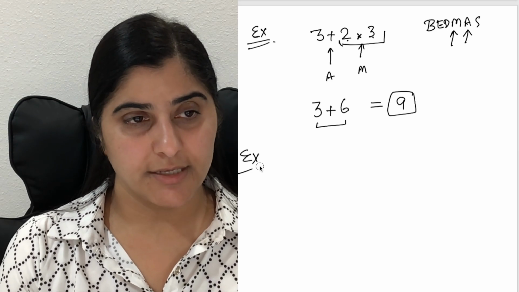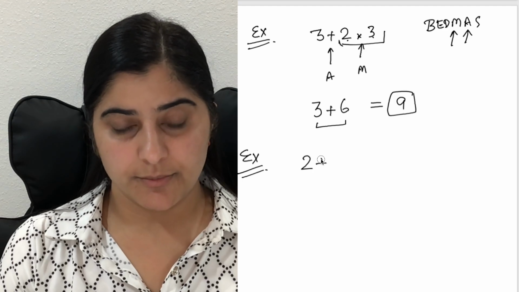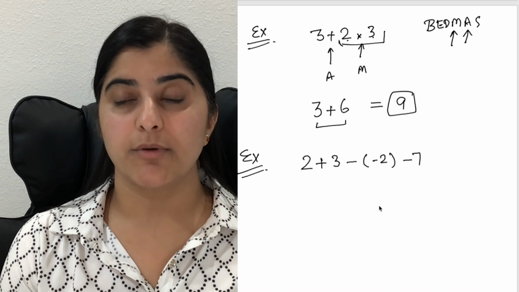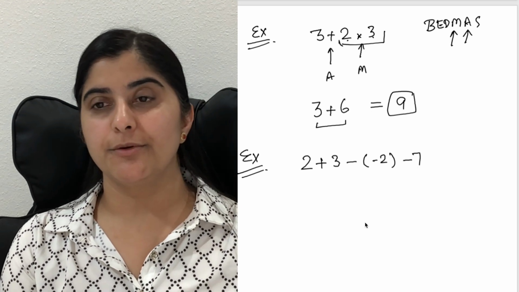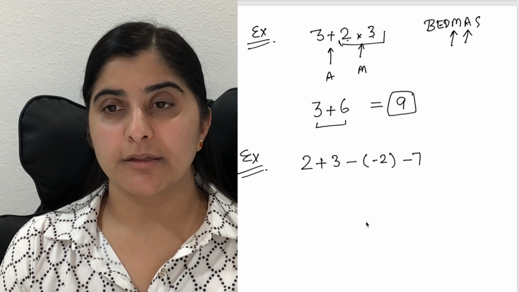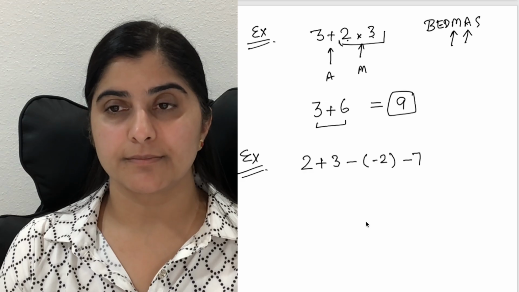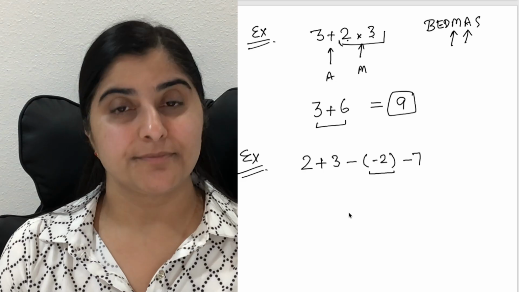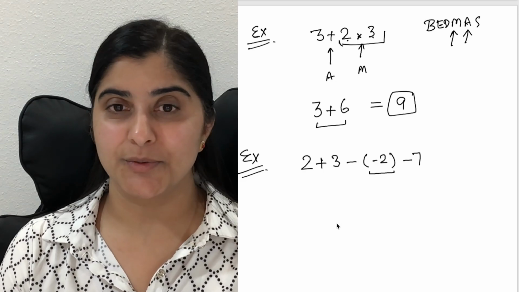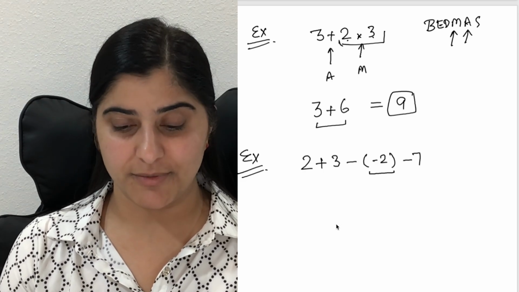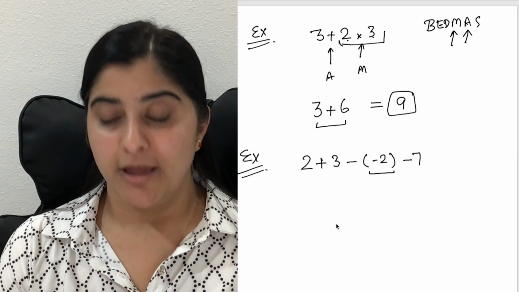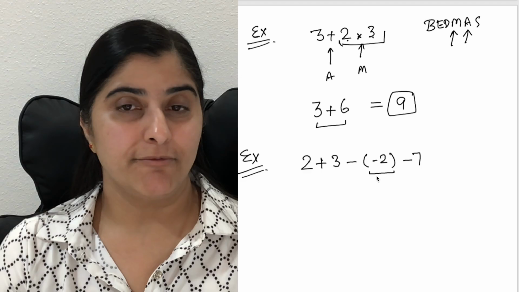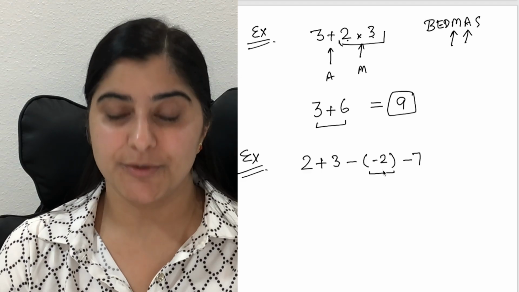Okay, so let's try to do this one. 2 plus 3 minus, in brackets, minus 2, minus 7. Please pause this video and try to see if you can do this question using the order of operations. Okay, so there is a bracket in the expression. Before you do anything else, you have to open the bracket. Is there anything to simplify inside the bracket? No, everything is simplified. It is just minus 2.